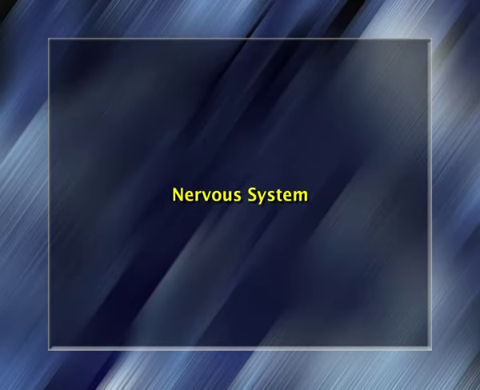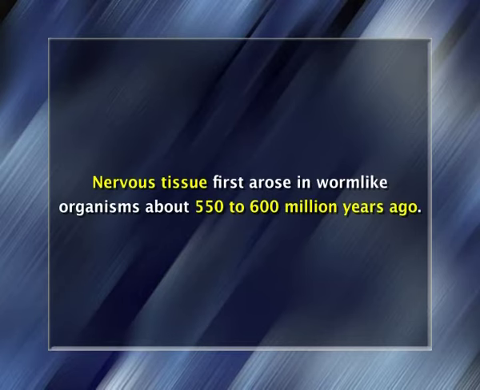First, the nervous system. The nervous system is the part of an animal's body that coordinates its actions and transmits signals to and from different parts of its body. Nervous tissue first arose in worm-like organisms about 550 to 600 million years ago.